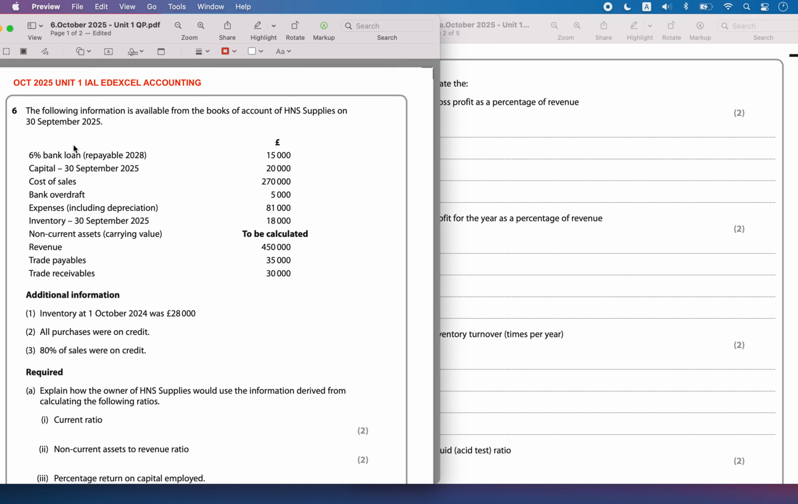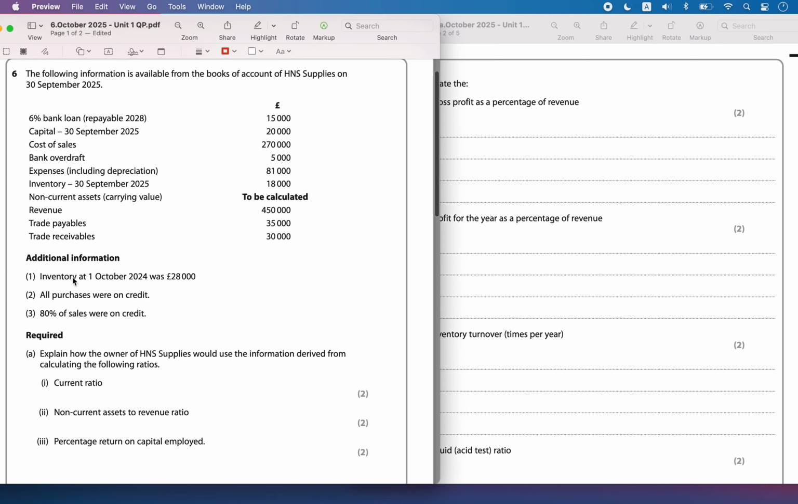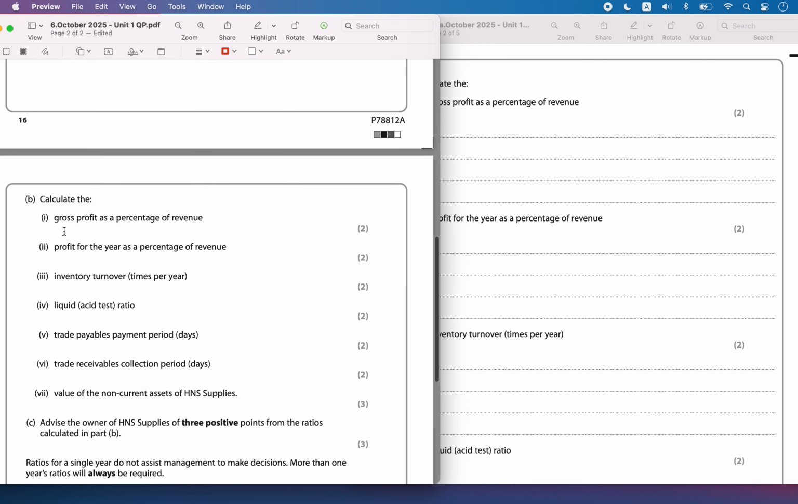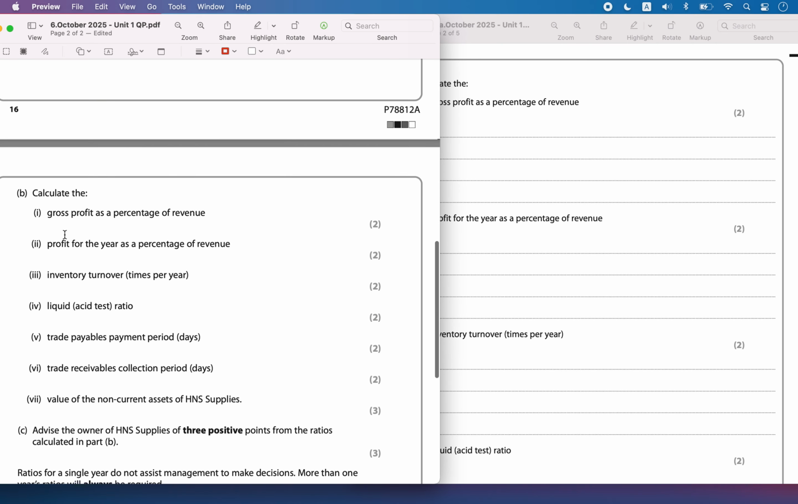So this is the information they have given, everything about the assets and liabilities. Then there is additional information: inventory at the 1st October was this much, all purchases were on credit and 80% of the sales were on credit. Here we are trying to solve part B of the question, which is all about the ratios.